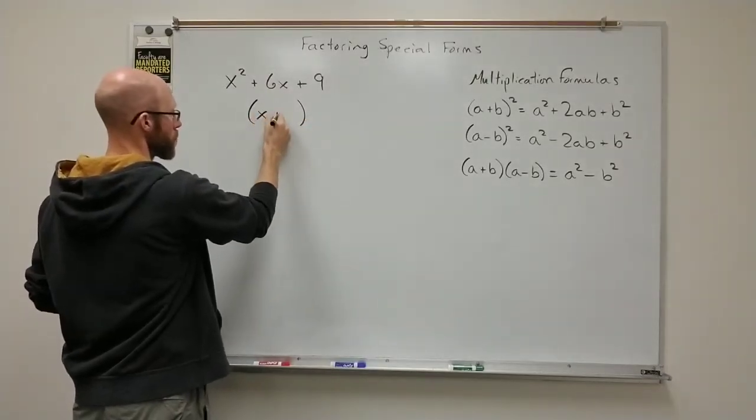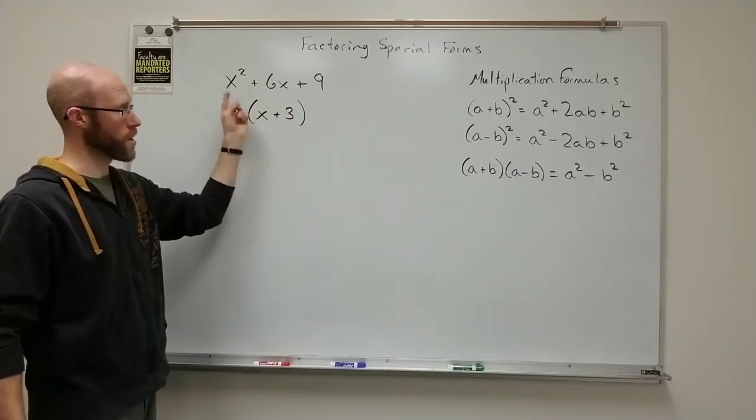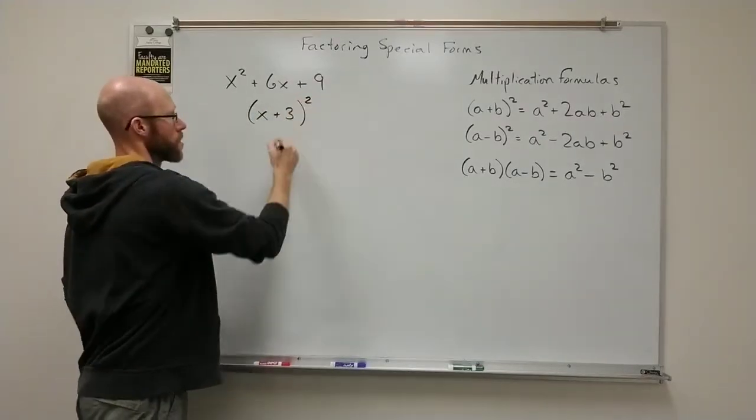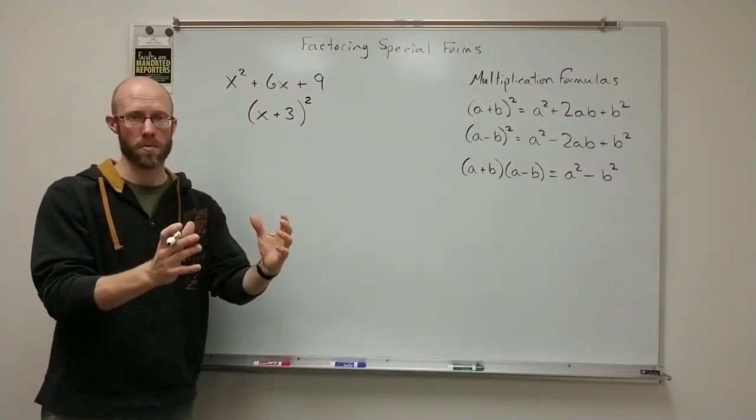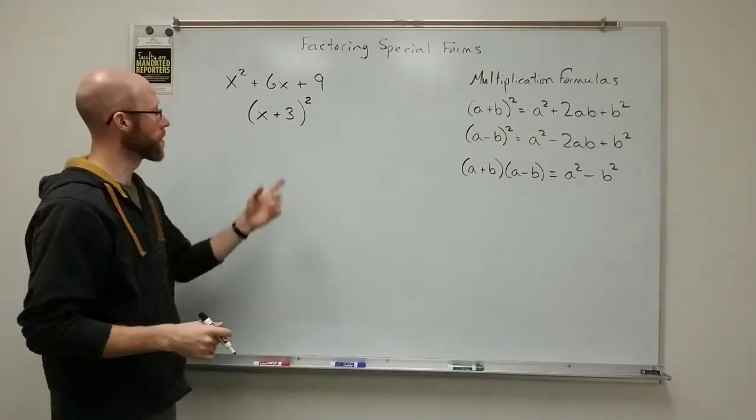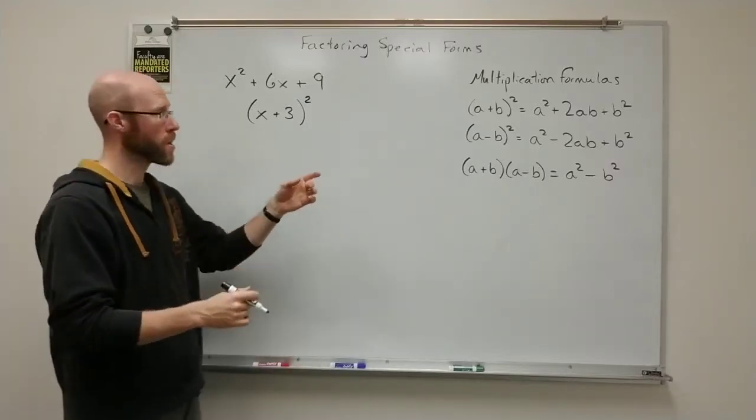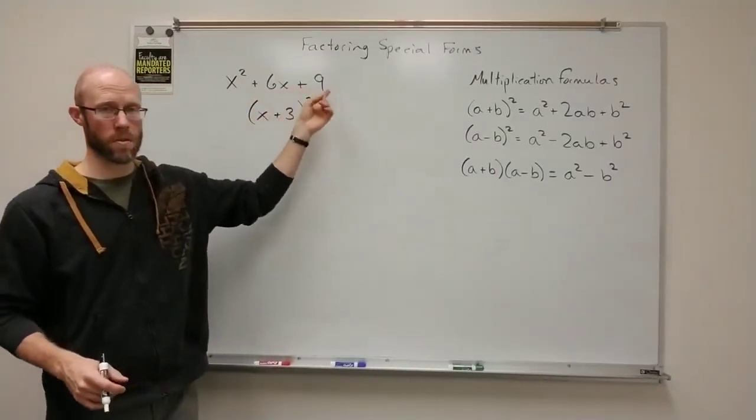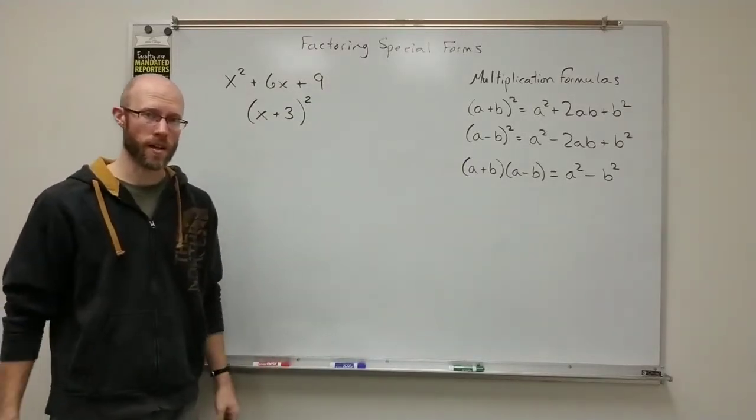As soon as we recognize that, we can then factor this down into x plus 3, the two square roots, the two things that those squares came from, all squared. Okay, so it's essentially x plus 3 times x plus 3. And if you were to expand x plus 3 times x plus 3, you would get x squared plus 6x plus 9, right? The two 3's add up in the middle and they multiply on the end.